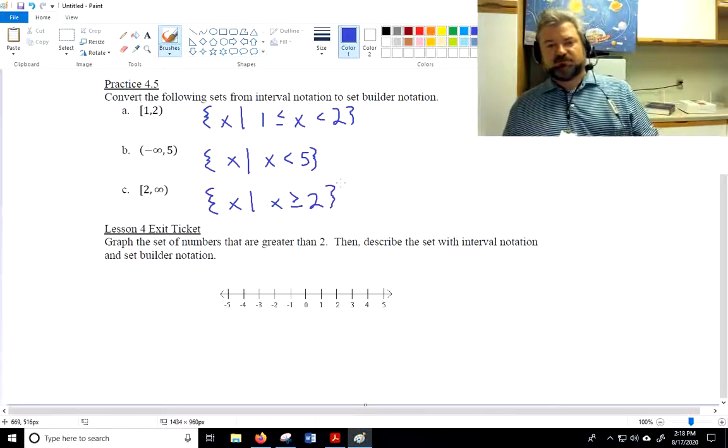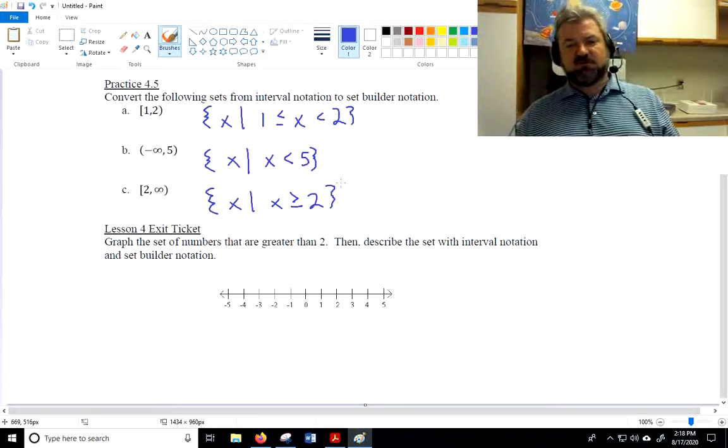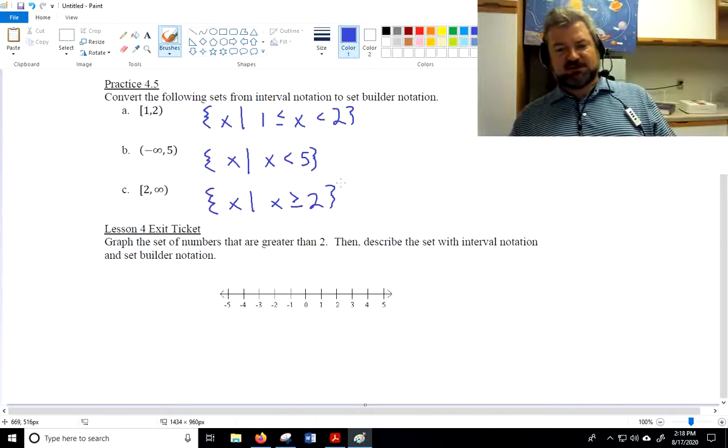All right, for your little parting challenge, I want you to graph a set of numbers that are greater than 2. Describe the set with interval notation and set builder.